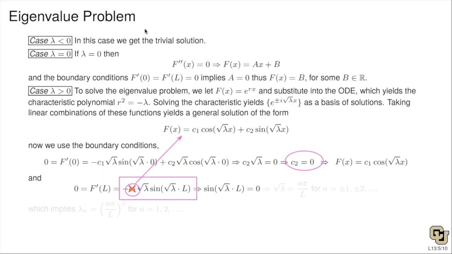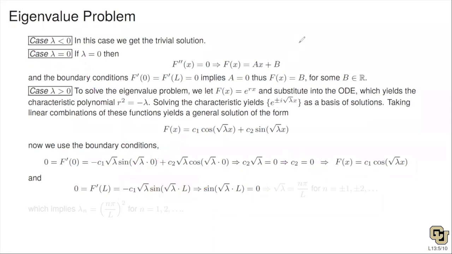So the terms other than C1 have to be 0. Then you can divide both sides by square root of lambda. We already did the case lambda equal to 0, so here I know lambda is not 0. The only thing left is this term right here, sine root lambda L, that has to be 0. I don't know if I ever went into the details there, but that's the only possibility. Otherwise, we end up with a trivial solution.